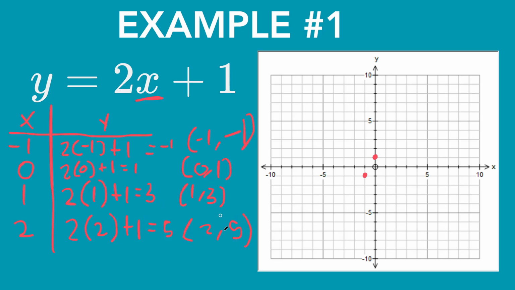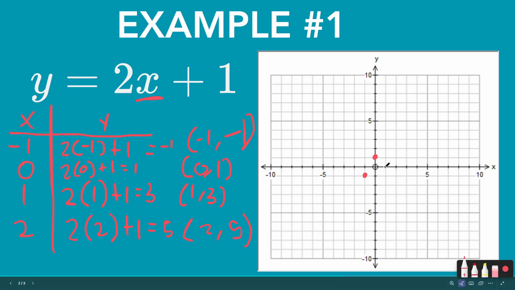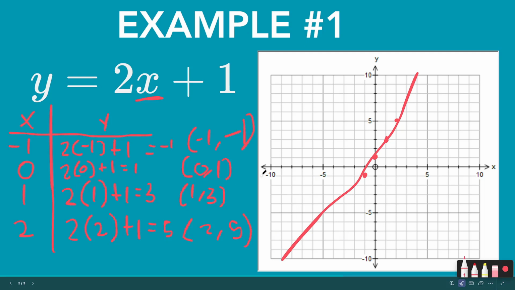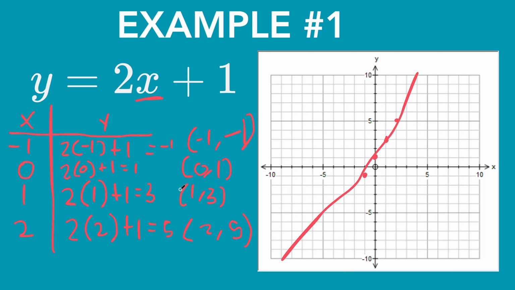Let's now graph both of these points. So we have 1, 3. So it's going to be 1, 2, 3 upwards. And then we have 2, 5, which is going to be over here. Now we should be drawing a straight line through this. This isn't the best line, but if you had a ruler, you'd do much better. So this is how we're going to be able to graph using a table of values.